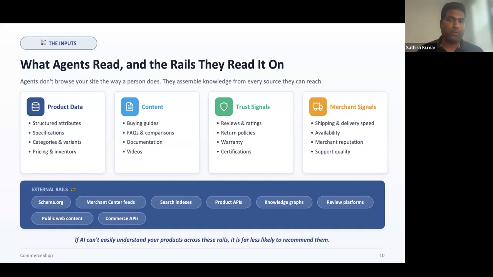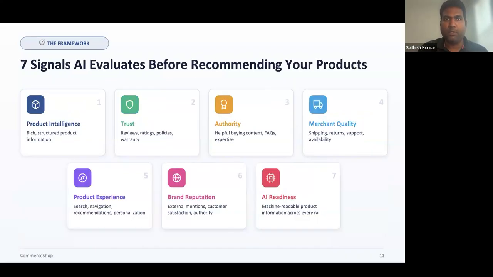But they generally get it from schema markup files or Merchant Center feeds, search indexes, product APIs, knowledge graphs, review platforms, public websites, and commerce APIs. So they get information from all these methods. Basically, it needs all this information to recommend your product to customers. These are the seven signals they generally operate on.